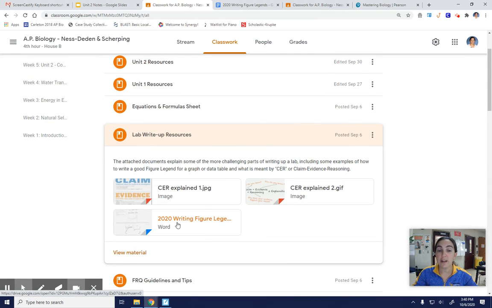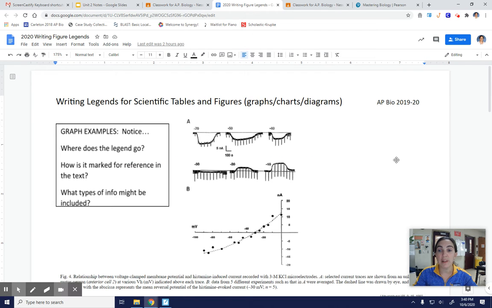There's also one here called Writing Figure Legends, and I want to look at this one just briefly because the figure legend was a part where a lot of people lost points on the photosynthesis lab, and today your transpiration lab is also due, which also involves graphs that should have figure legends.